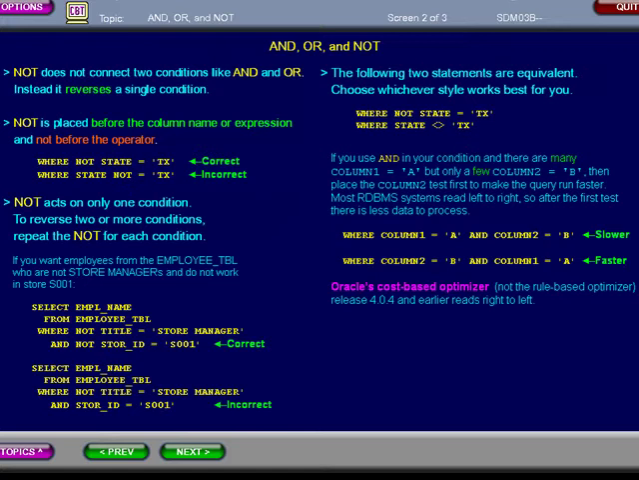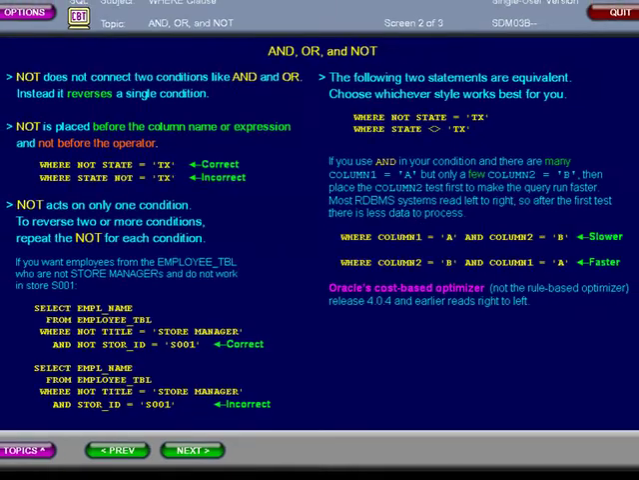NOT acts on only one condition at a time and must be applied to each condition needing reversal as shown here. The less than and greater than symbols placed together as shown here means not equal and can be used in place of the NOT column name equal condition. If you know one of multiple conditions has fewer matches, then the test will run faster if that condition is tested first.